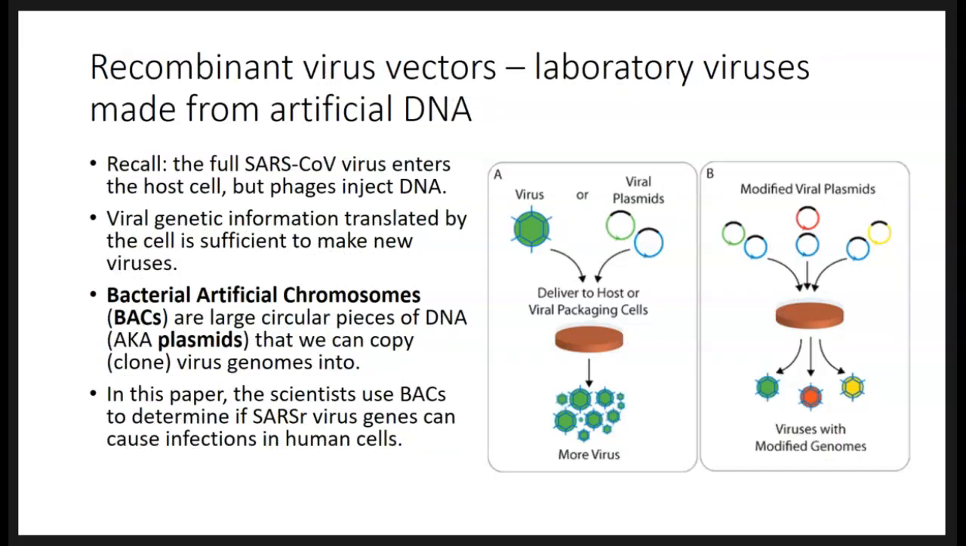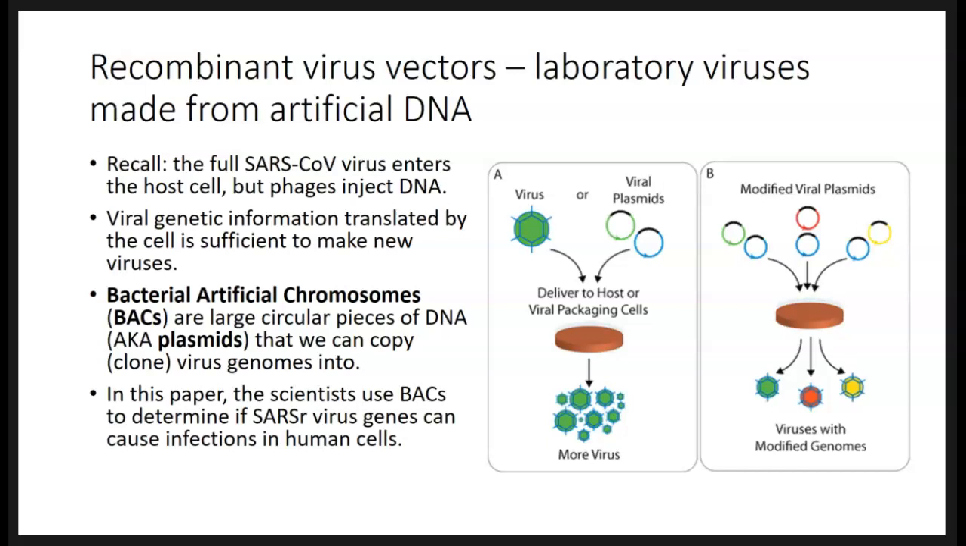So when we grow viruses in a laboratory condition using cell lines, we can do a number of experiments to learn about how the viruses reproduce. One of the things that we do is make recombinant virus vectors. So remember, the SARS-CoV virus enters the host cell as a whole virion and then is unpackaged inside the cell. But our bacteriophages that we work with, they reproduce. The virus stays mostly outside the cell and it just injects its DNA. And so that genetic information has everything that the cell needs to make new viruses.